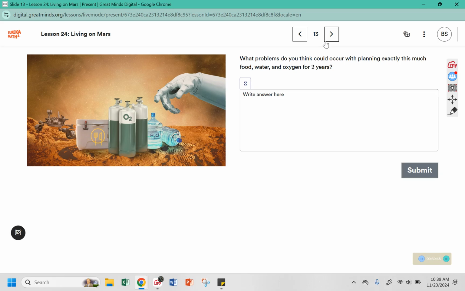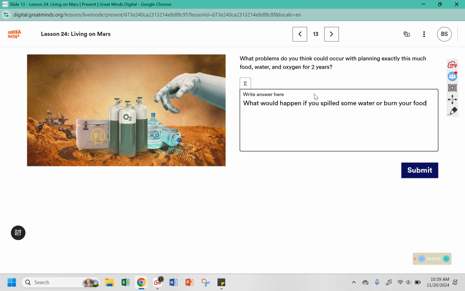What problems do you think could occur with planning exactly this much food, water, and oxygen for 2 years? Well, what would happen if you spilled some water or burn your food? Is there enough extra to survive? Let's see what else. Maybe there's a surplus. Maybe we have too much. What if we got stuck for longer than 2 years?